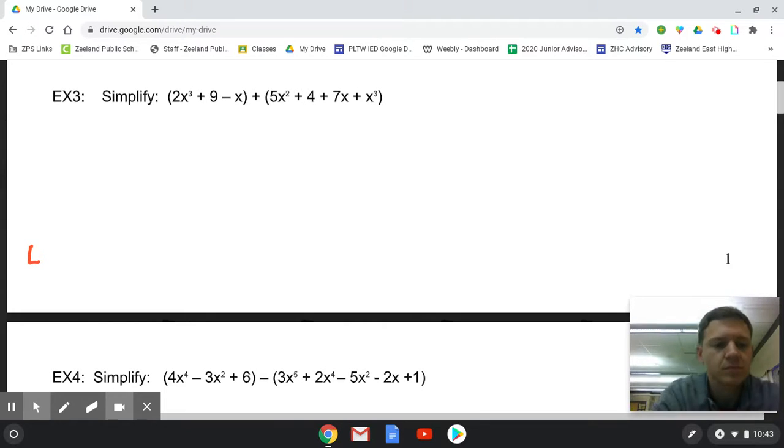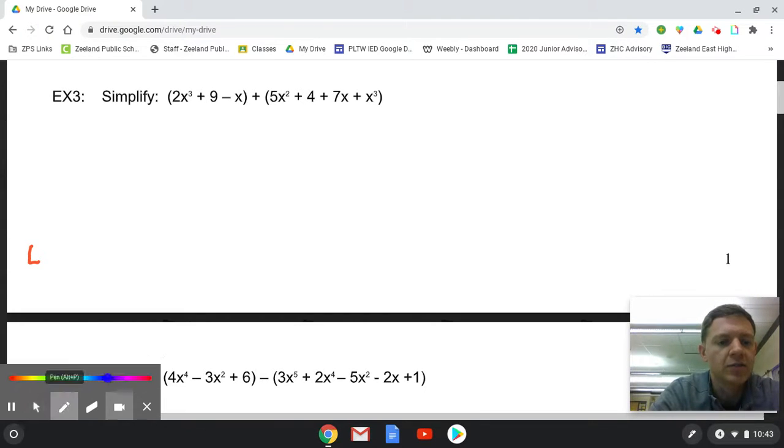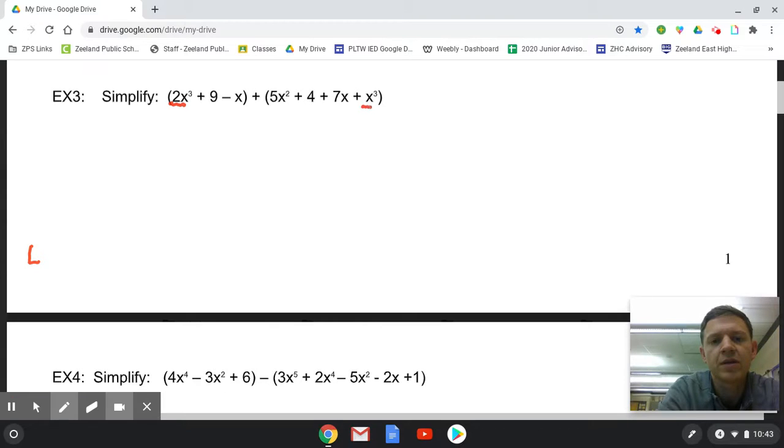So let's do the first one here, example 3. I see the biggest power, there's an x cubed term, and there's another one here. I'm just going to add those together. 2x cubed plus 1x cubed is simply 3x cubed. It's essentially like saying 2 apples plus 1 apple is 3 apples. You just change the number in front, change the coefficient.